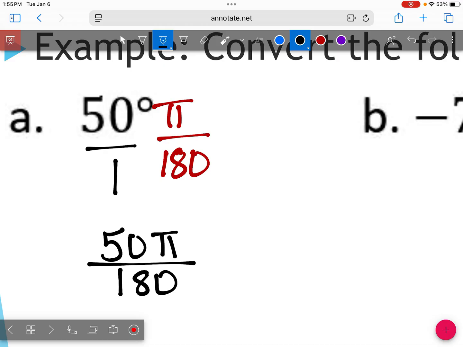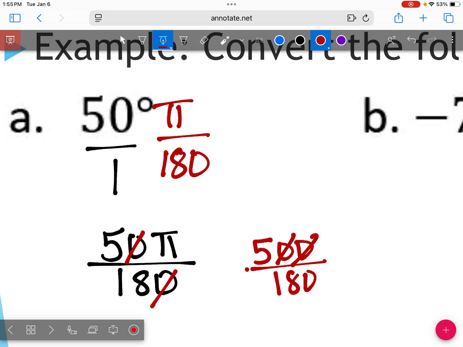What can I divide into 50 and 180? They both end with a 0. So what does that mean? I can divide it by what? 10. When you divide by 10, you're just knocking off that 0, one 0 for one 0. For example, if this was 500 over 180, you can't knock out 2 zeros upstairs and 1 downstairs. That's not how it works. You can only do the same amount, top and bottom.